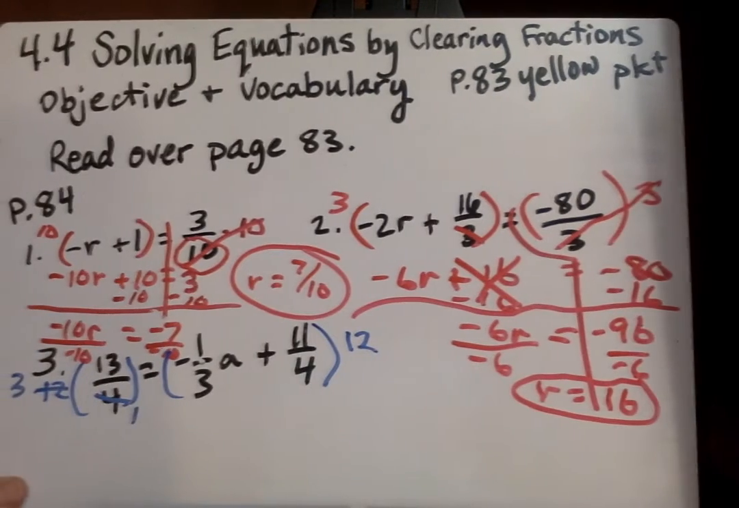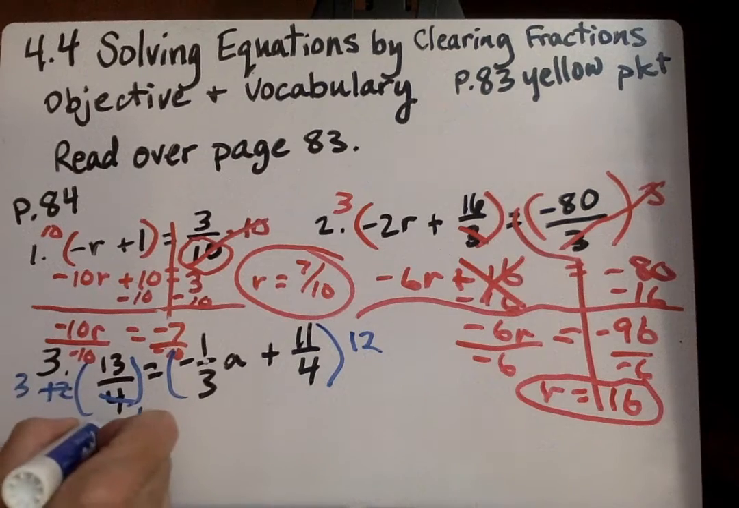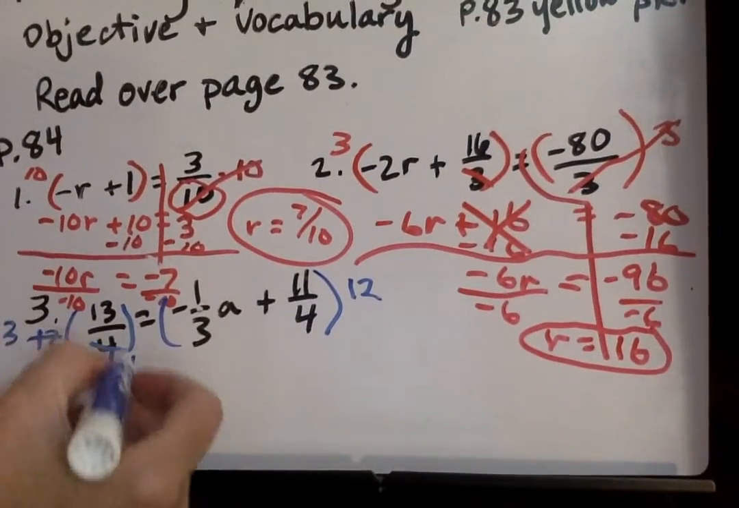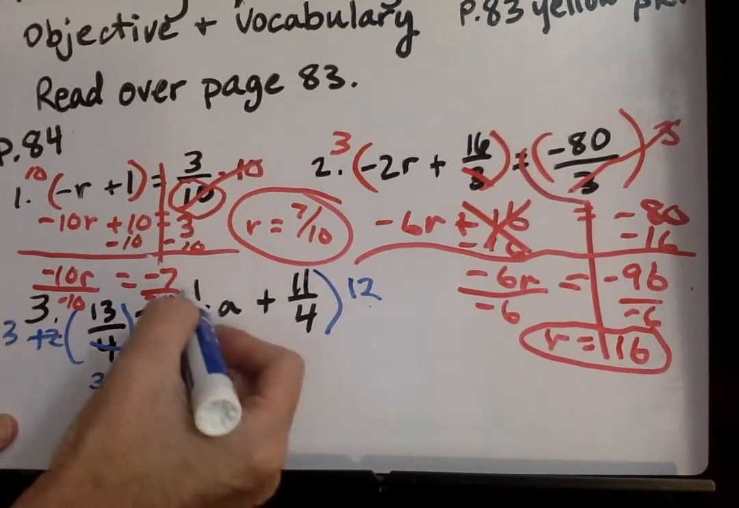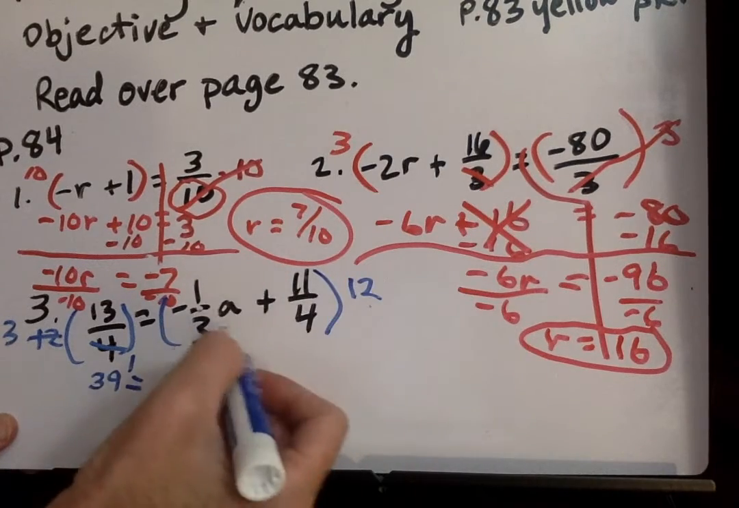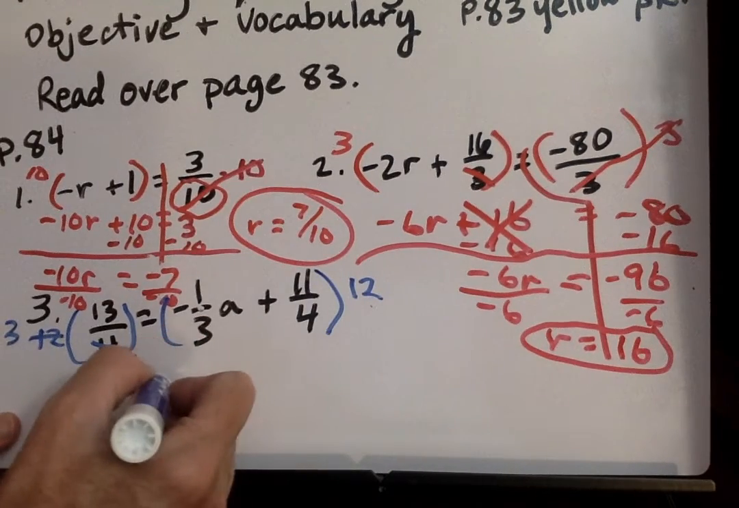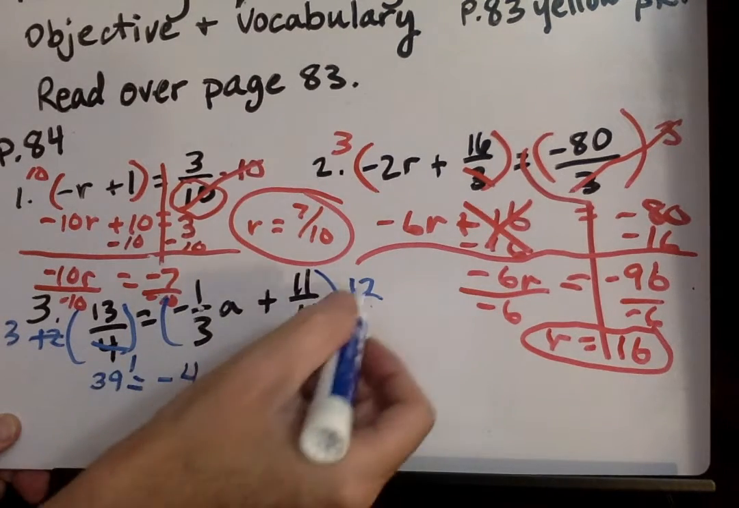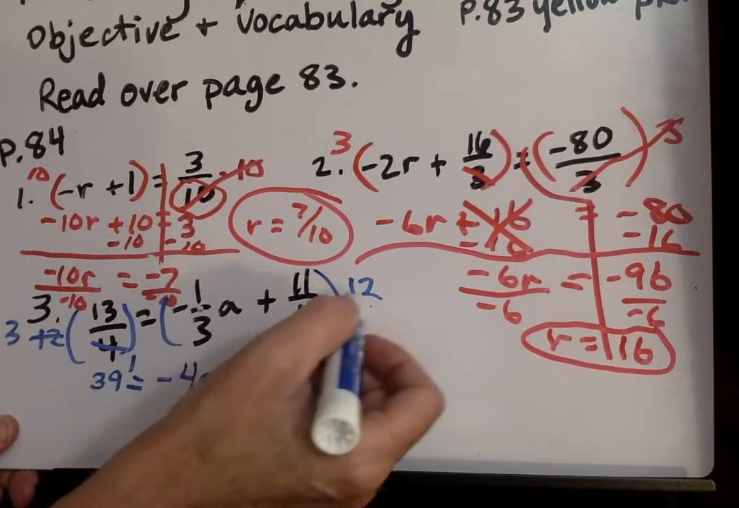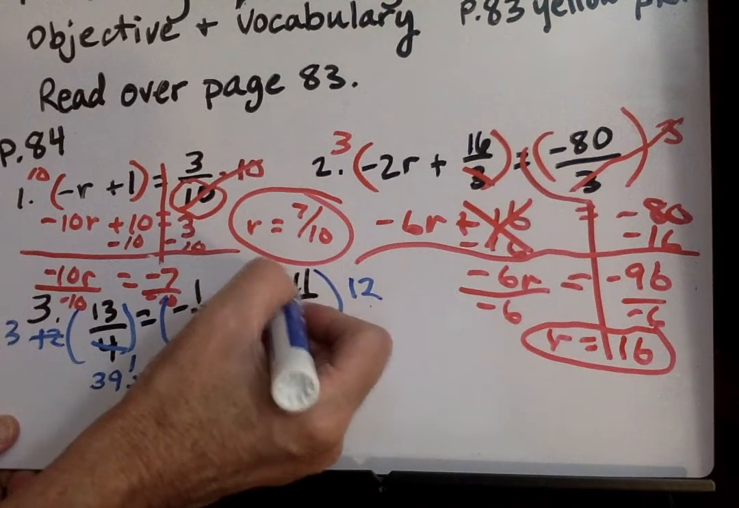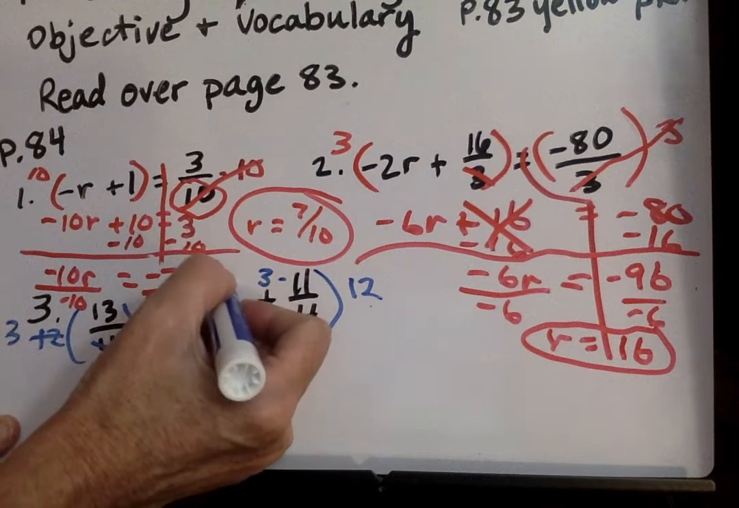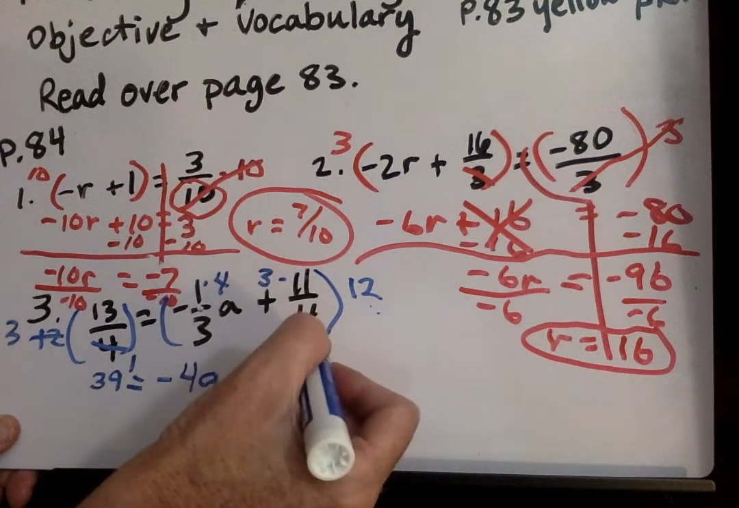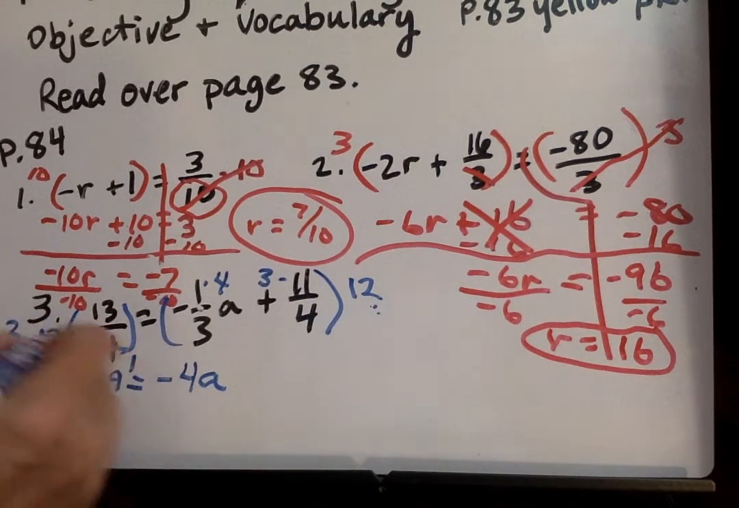Are you guys able to see that okay? So 3 times 13 is 39 equals 12 times 1/3. 3 goes into 12 4 times, so that's going to equal negative 4a. Okay, and then 4 goes into 12 3 times, so that's going to be times 3. And this one's going to be times 4, because that number times this number has to equal 12. That number times that number has to equal 12. And this one, I went ahead and just canceled.